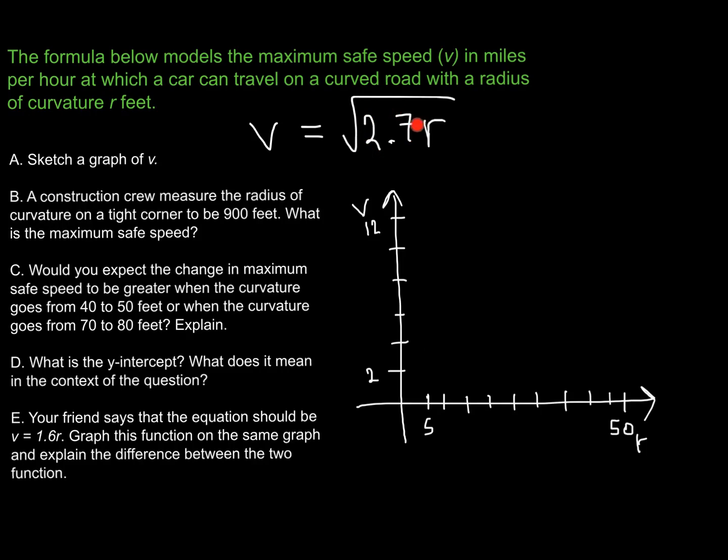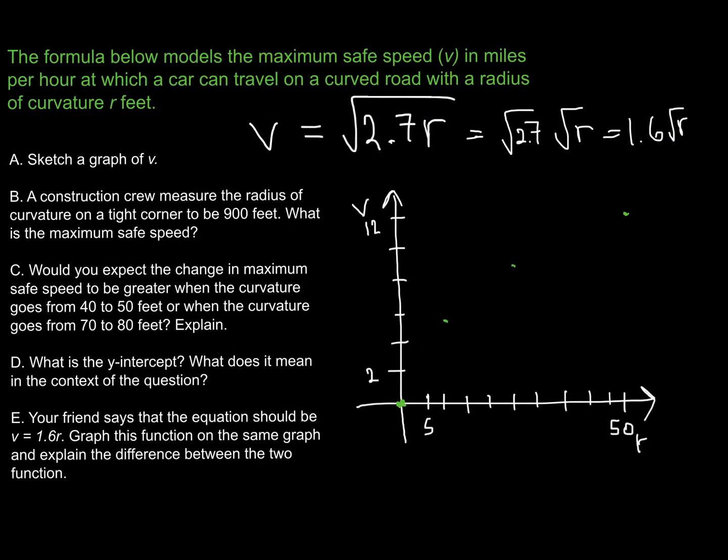I know I'm multiplying by something, and in fact, I can split this up so that I can rewrite it as the square root of 2.7 times the square root of r, and that is pretty much equal to, we can estimate by saying 1.6 times the square root of r. So I can see that I'm multiplying the square root parent function by 1.6, so it's going to be pretty close to the regular square root function. And then I can go ahead and start plotting some points, and I'll do this rather quickly.